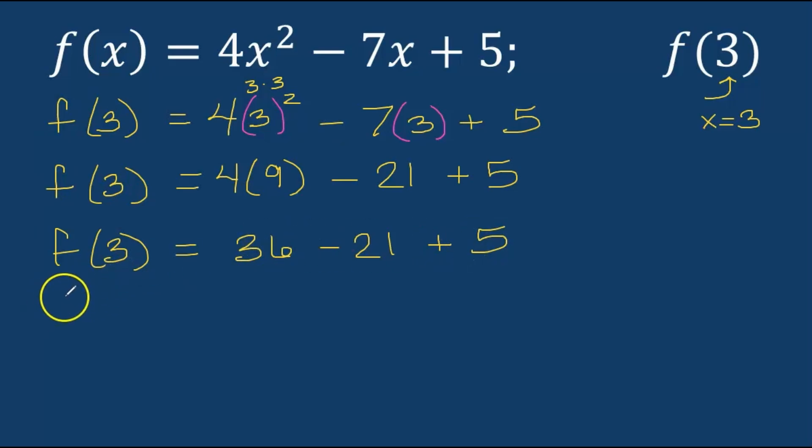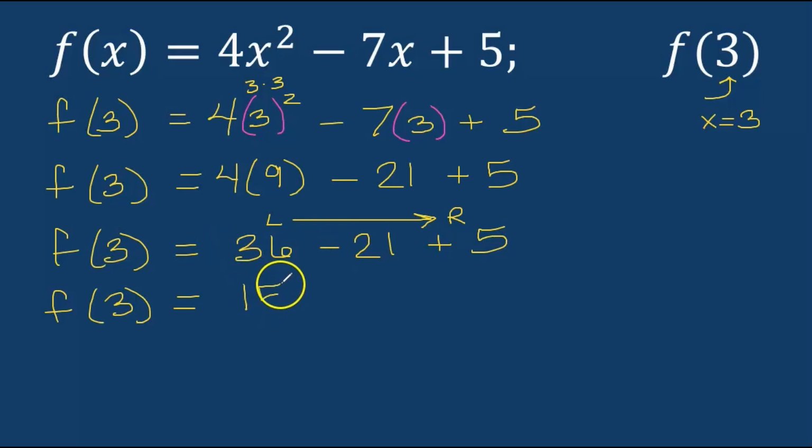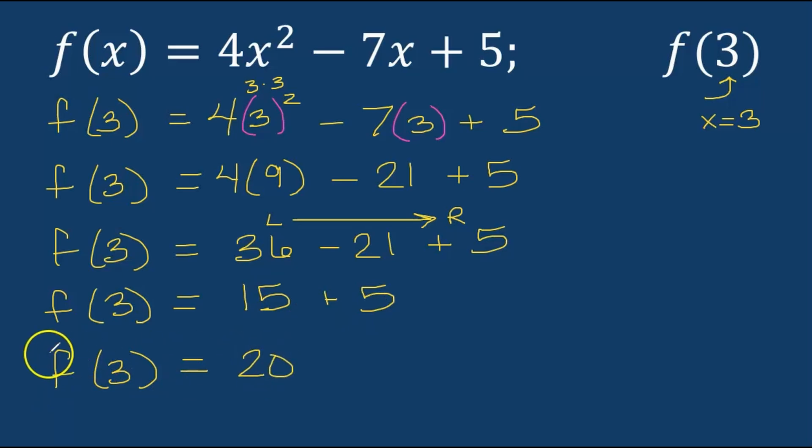Finally, I can finish simplifying this by doing the subtraction and the addition. Be very careful. A common mistake here is that students will go straight to the addition and try to put these two together. But addition and subtraction, just like multiplication and division, has to be done from the left to the right in order. 36 minus 21 is 15. And then we're going to bring down the plus 5. So finally, f of 3 is equal to 15 plus 5, which is 20. And that's my final answer.